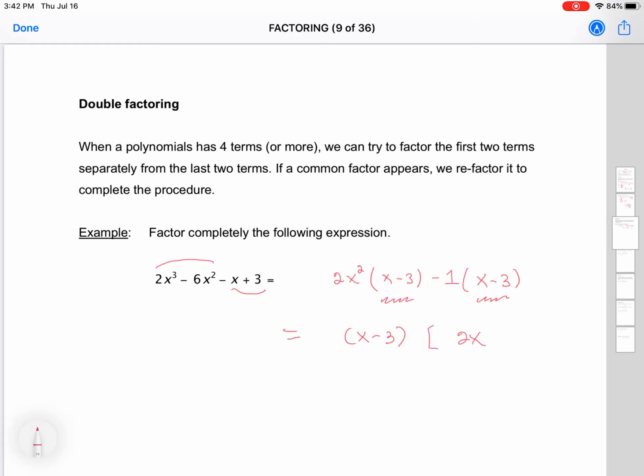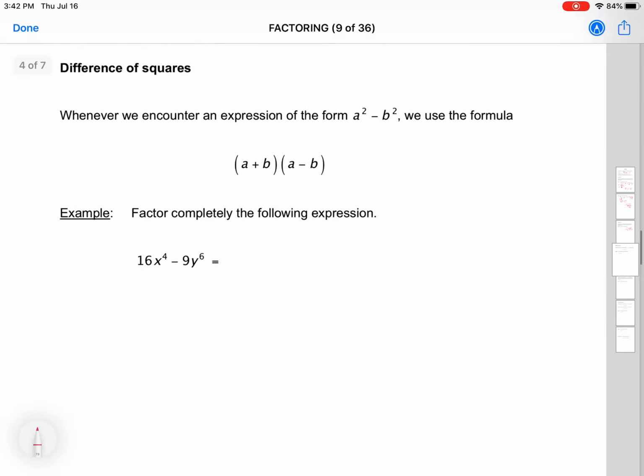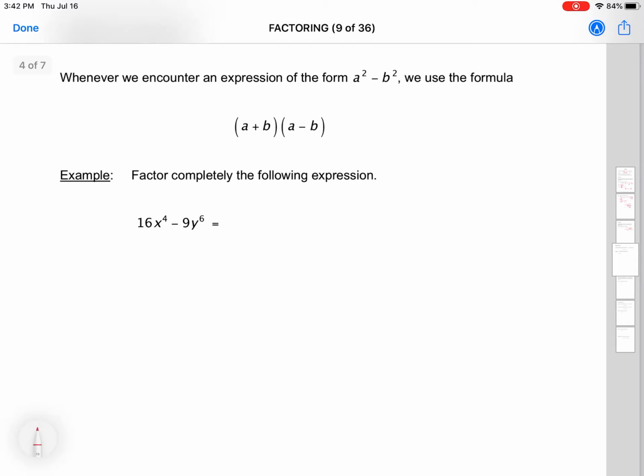I'm refactoring this. And what do I have left? 2x squared minus 1. And that's it. Simple as that. It's your final answer for the double factoring. Difference of squares. And again, an old formula from high school. A squared minus b squared, that is a plus b times a minus b.